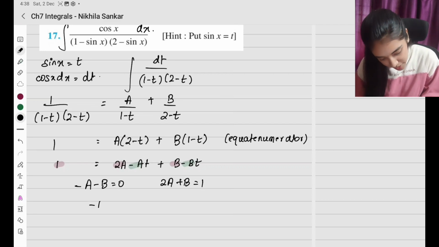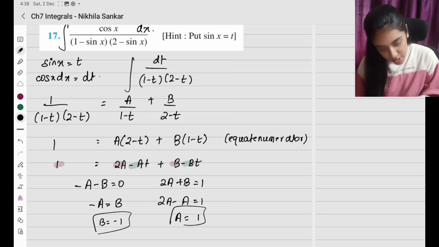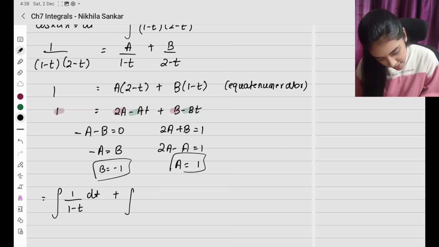From this I have minus a equals b. So when I substitute that here, I can write b to be minus a. So 2a minus a equals 1. A equals 1. So b equals minus 1. So when I substitute that in the integral, I have integral a divided by 1 minus t, so 1 divided by 1 minus t dt plus b, which is minus 1 divided by 2 minus t dt.